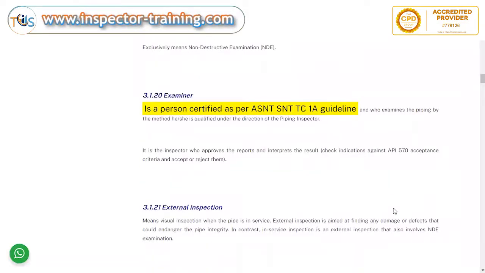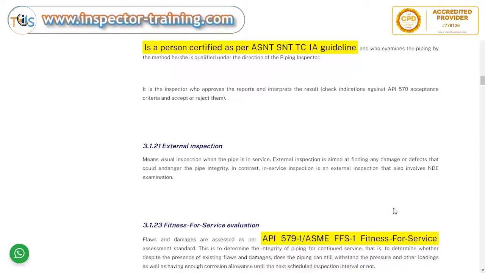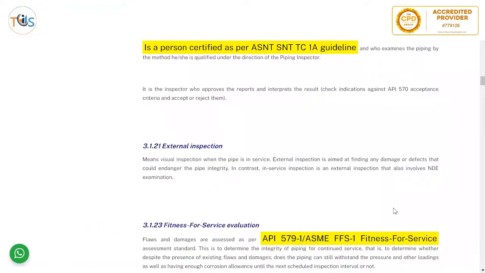Examination exclusively means non-destructive examination. Examiner is a person, as per ASNT SNT-TC-1A guideline, who examines the piping by the method he or she is qualified under the direction of the piping inspector. It is the inspector who approves the report and interprets the result, checks indication against API 570 acceptance criteria or B31.3 construction code, and accepts or rejects them.